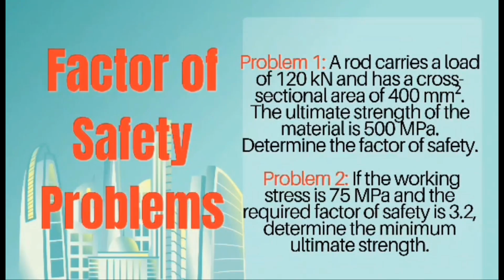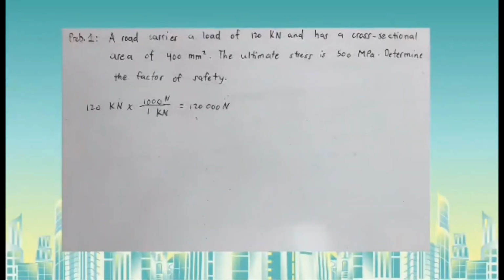We have two sample problems of factor of safety. Problem number 1. A rod carries a load of 120 kilonewton and has a cross-sectional area of 400 millimeters squared. The ultimate strength of the material is 500 megapascal. Determine the factor of safety. Problem number 2. If the working stress is 75 megapascal and the required factor of safety is 3.2, determine the minimum ultimate strength.